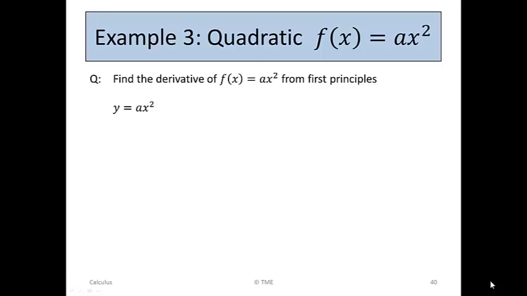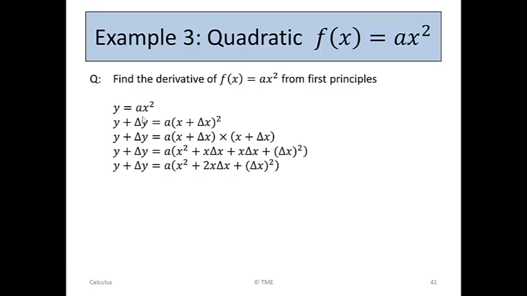Example 3. Quadratic functions. f(x) equals ax squared. Find the derivative of f(x) equals ax squared from first principles. For example, y might be 3x squared or 10x squared. How do you find the derivative from first principles? Well, we use the same approach as before.